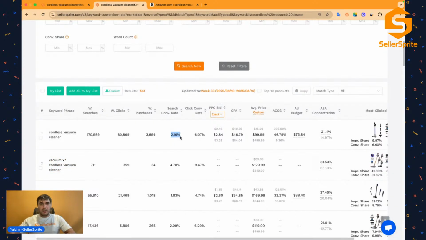Okay, now we see the keyword monthly search conversion rate. This is the click conversion rate. What's the main difference between them is, for example, this is weekly generated purchases. When we see this one, search volume, and this is the purchase amount. We divide this one by this number, and we are going to get the search conversion rate. This is the search conversion rate.